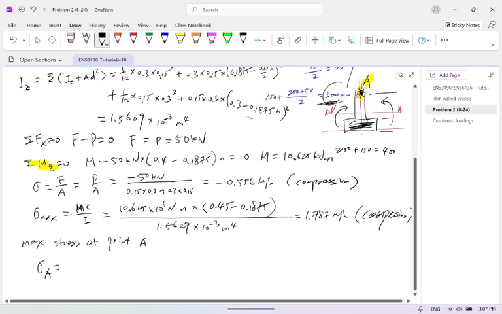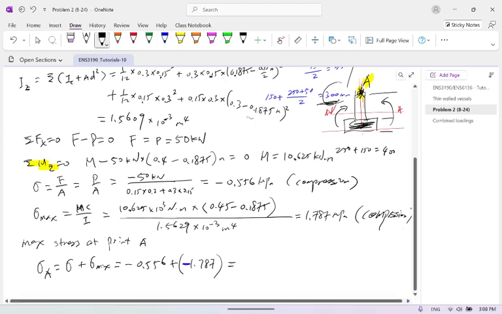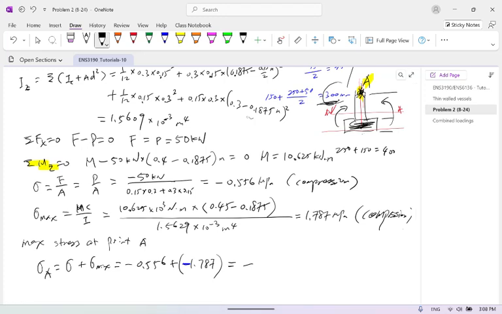Sigma A is equal to sigma plus sigma max. So of course we can see that it's 0.56. Remember, it's negative, and the bottom one should also be negative. 1.788 megapascal. Remember this also, I put this one for you to realize. Clear? It is compression. Then, of course, you can see negative 2.343 megapascal. But remember, this one is in compression. If you go to the bottom one, you can work out that this one is in tension. So negative plus a positive value will become less. That's all for this part.